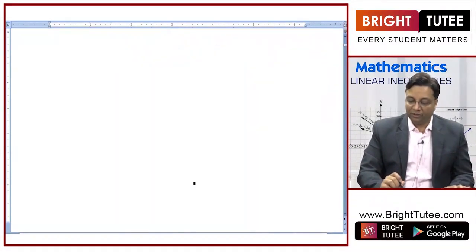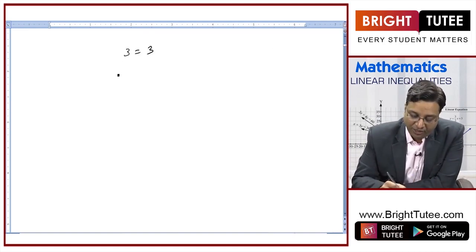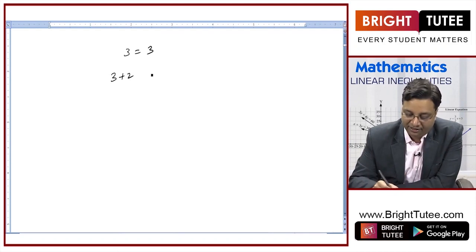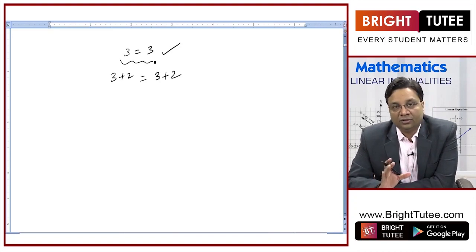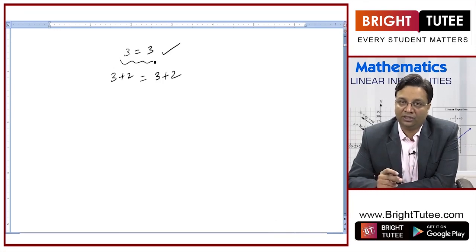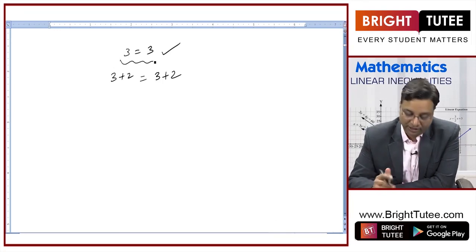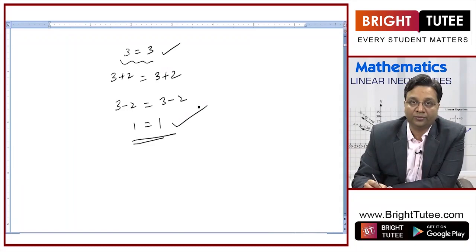Now there is one thing about equations. For example, 3 is equal to 3. Now if you add something on the left hand side, you will have to add the same thing on the right hand side to make the equation same. Or in other words, if you have got an equation, then you can add the same thing on both sides. If you can add the same thing on both sides, you can subtract the same thing on both sides also. So if I subtract 2 from both sides, it will again satisfy this equation. 1 is equal to 1, which is also true, right?